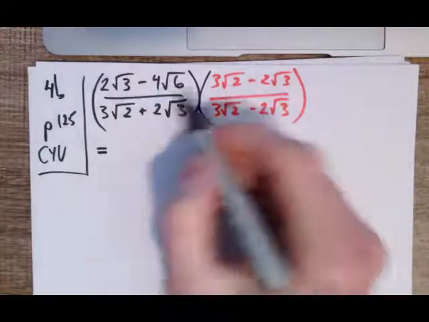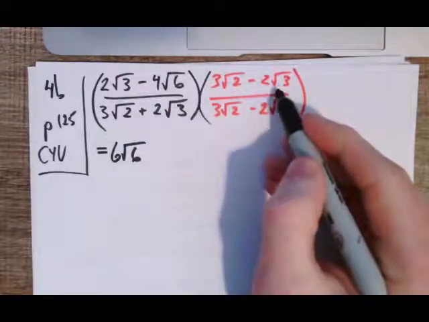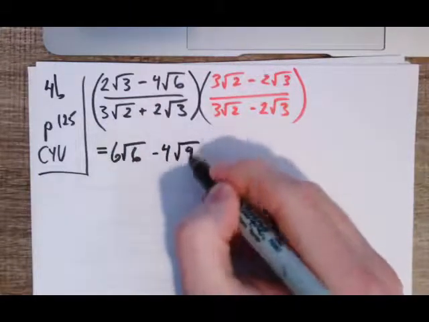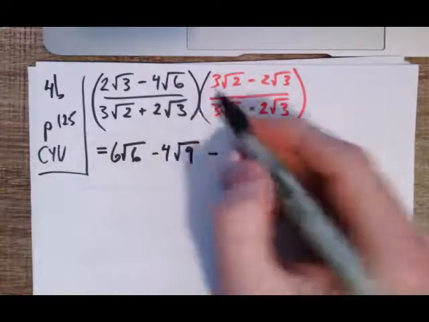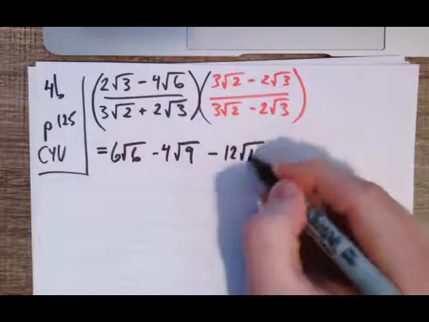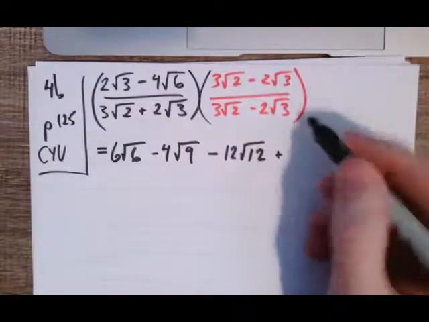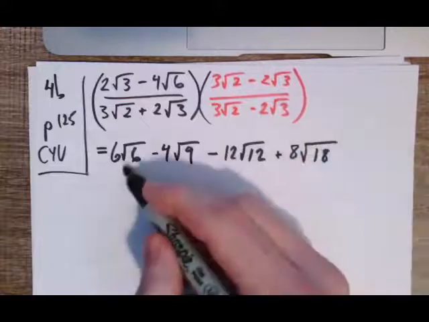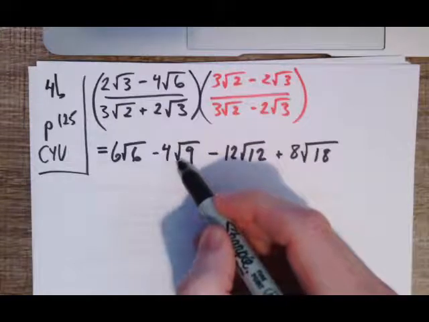2 root 3 times 3 root 2 is 6 root 6. 2 root 3 times negative 2 root 3 is negative 4 root 9. Negative 4 root 6 times positive 3 root 2 is negative 12 root 12. Negative times negative is positive. 4 root 6 times 2 root 3 is 8 root 18. Did they make it like this? 6 root 6, 12 root 12, 8 root 18. These are the mental games, eh? Like, is this one right? Second one? Yeah, it is.